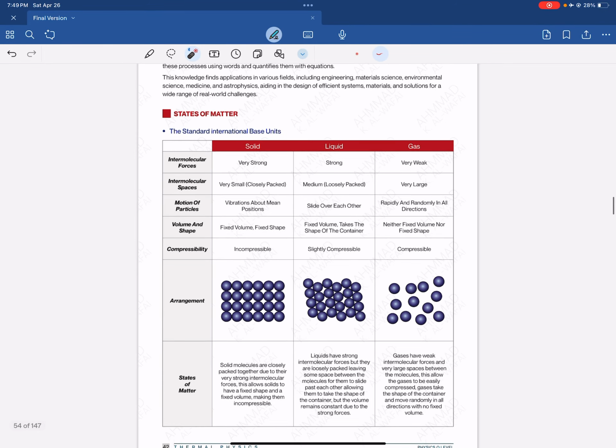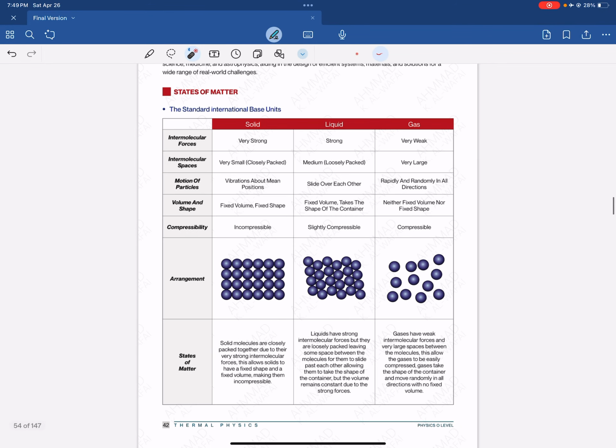All right, guys, so now the thermophysics. To understand thermophysics, we have to dive into the states of matter. Now we know there are three states of matter: solid, liquid, or gas. To memorize this, you simply have to think about the intermolecular forces. The stronger the molecular forces, the greater the attraction forces.